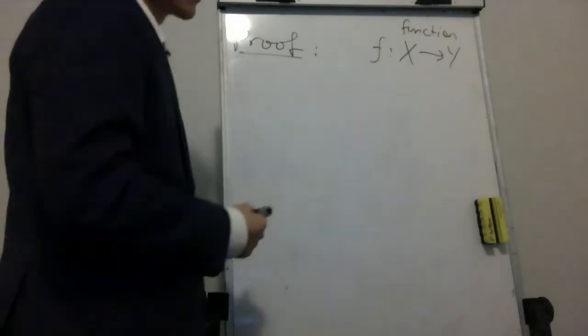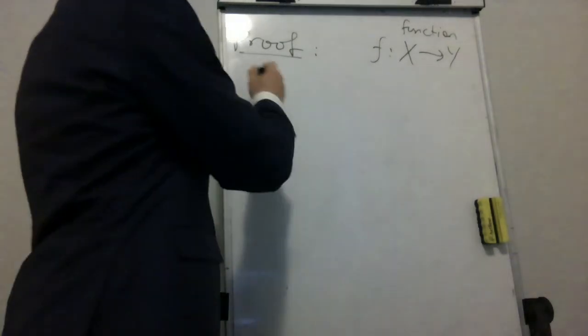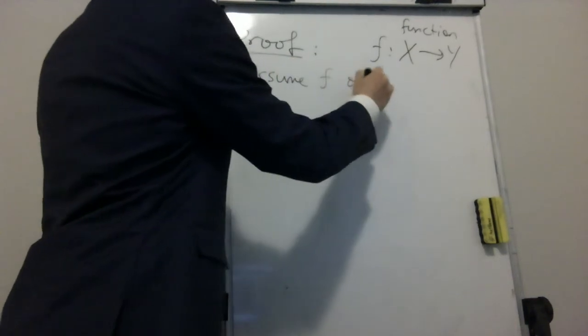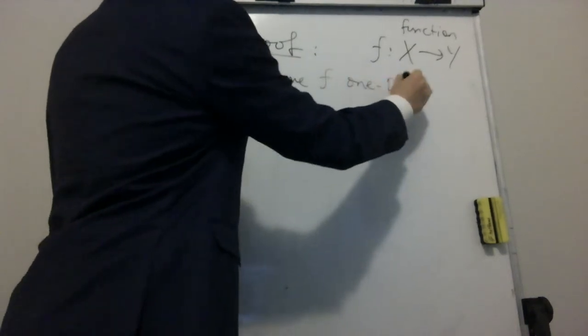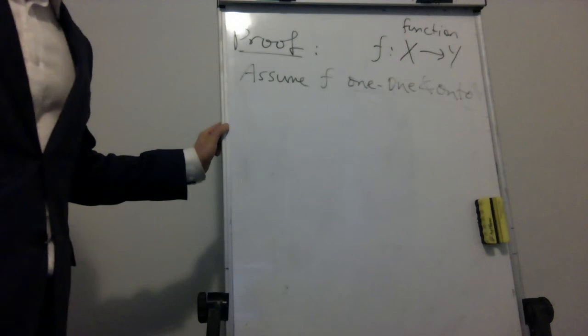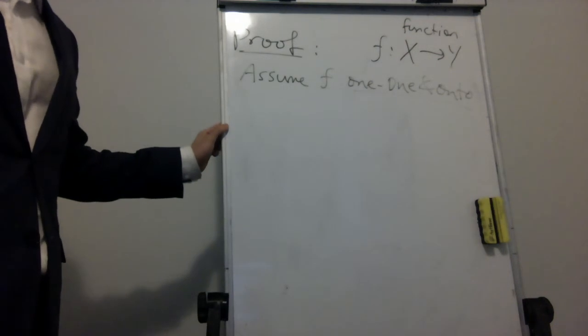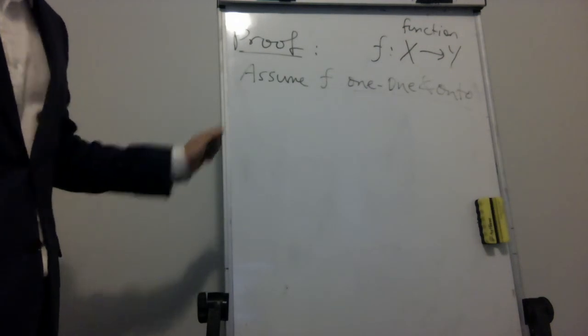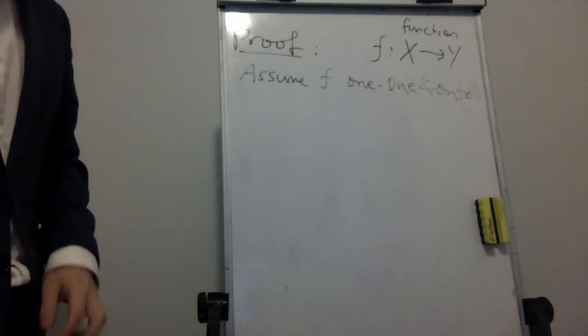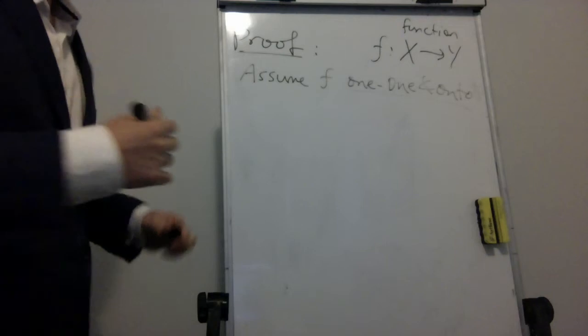Let's do the direction where we assume that f is 1 to 1 and onto. Okay, so we assume it's 1 to 1 and onto, and we want to prove that an inverse exists. So let's try to define this inverse, okay?